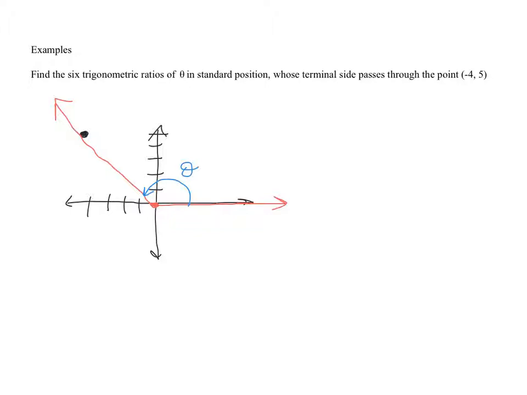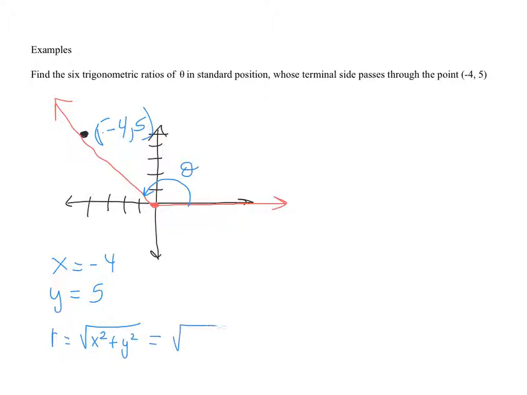Because any angle that basically ends on this ray is going to have that idea. So if we remember our relations from the previous table where we had the y over r and all those things, well, since this point is negative 4, 5, we know the x is negative 4. We know the y is 5. And r, by that little equation on the previous page, is the square root of x squared plus y squared.